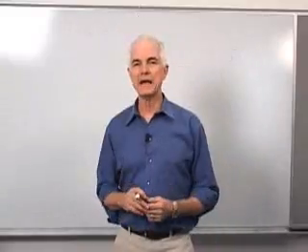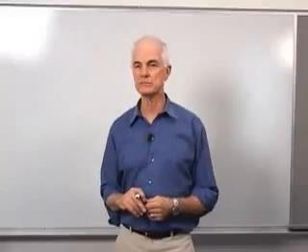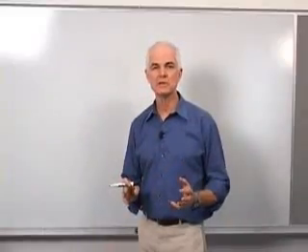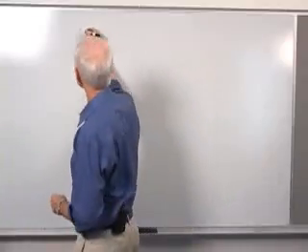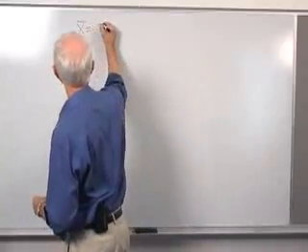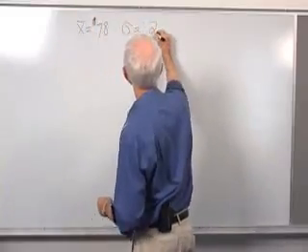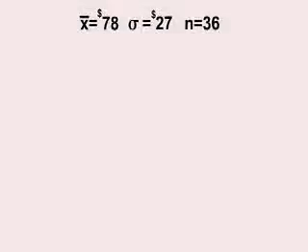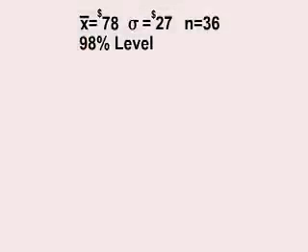Now let's consider what happens when you change the level of confidence in one of these confidence interval estimation problems. Let's write the information that we have from our previous problem along with our 98% confidence level. Our sample mean X bar was $78. Our population standard deviation was $27. And we were sampling 36 families. But now we want to have a 98% level of confidence.